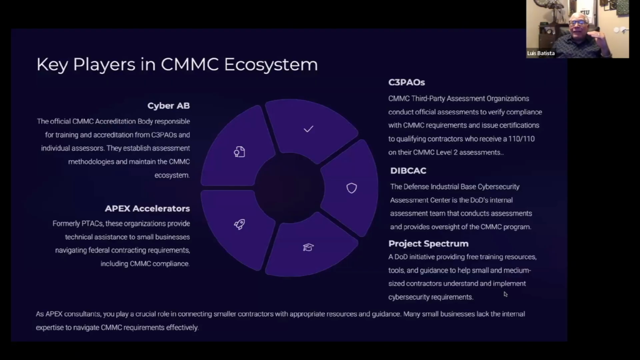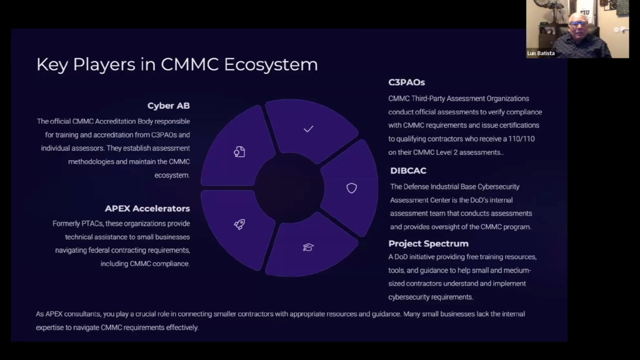And there's only 70 C3PAOs at the moment. They hope to have 100 by the end of the year, but that's been growing very slowly. And it takes a minimum of three CCAs on each assessment. One of the questions somebody was asking was about the general cost. Well, CCAs get paid pretty well. You have to have three of them. The C3PAO has to come in for at least a week.